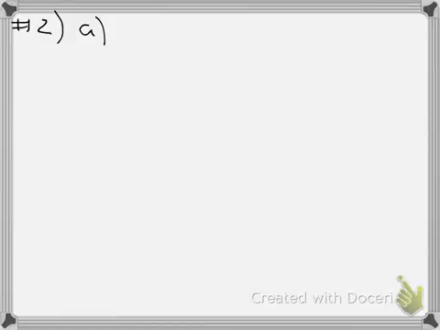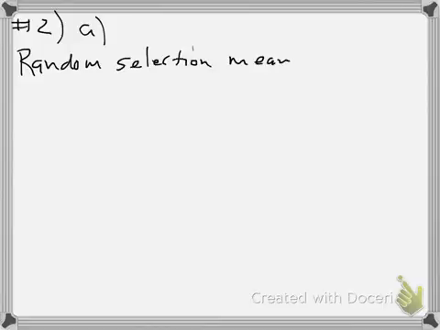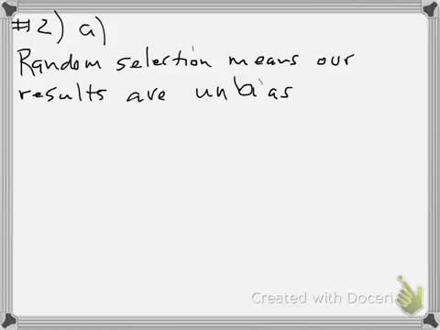I'm not going to put this one on your test this time, but next time, absolutely. Why is random important? Random selection means our results are unbiased. And unbiased doesn't necessarily mean it's deadly accurate. If I take a random sample of 500 kids, it doesn't mean that I'm going to be spot on. But what it means is that it's equally likely to be too high as it is too low.